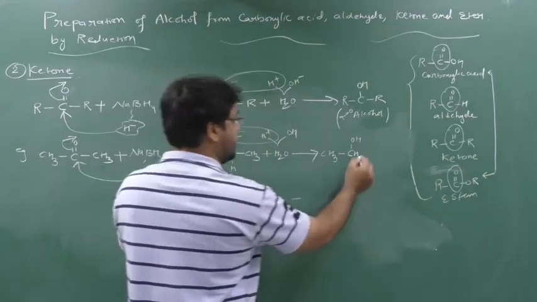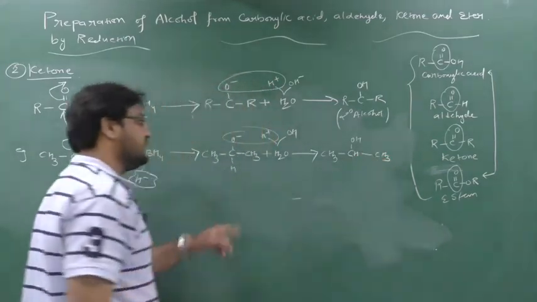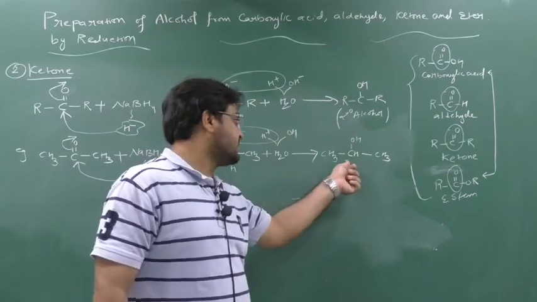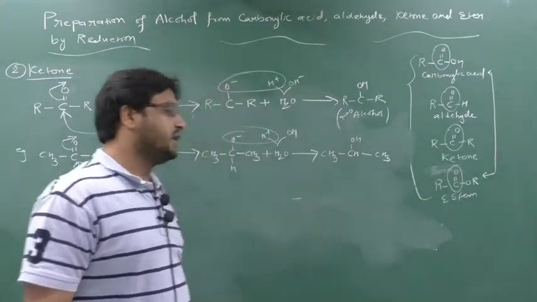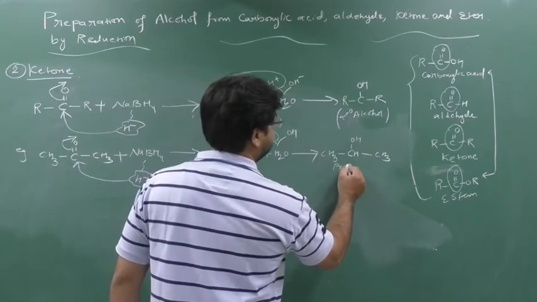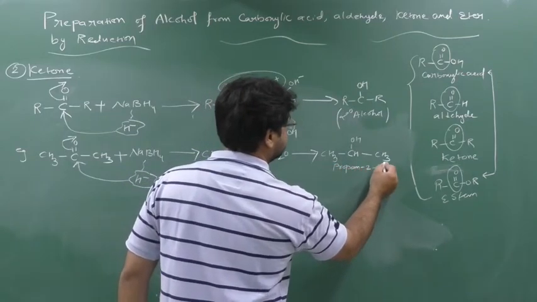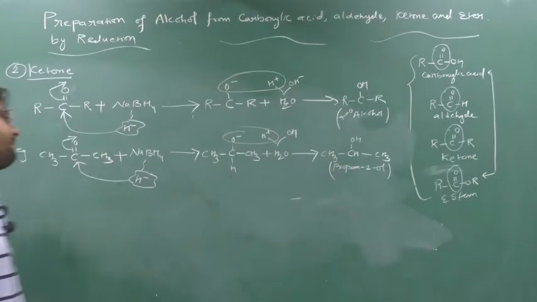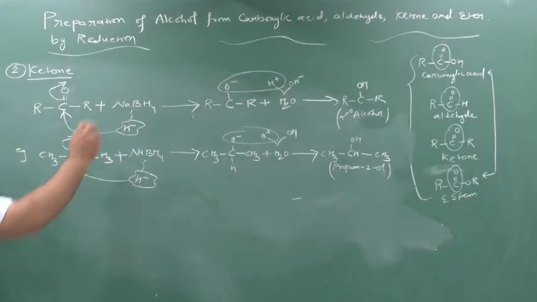and form CH3, C, OH, here H, this H, and here I write the CH3. Again you can see here OH is attached to a carbon that is attached to 2 other carbons, so it is a 2 degree alcohol. So what is the name of this? Methane, ethane, propane. So propan-2-ol. Okay. Next example we can see.